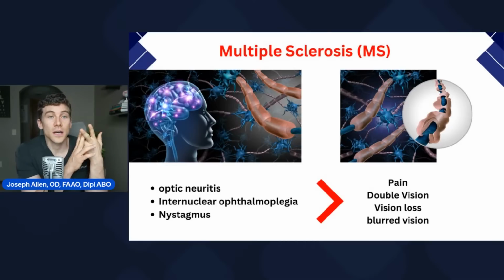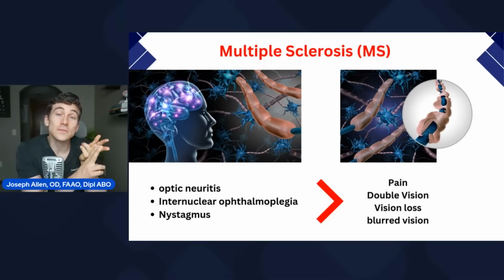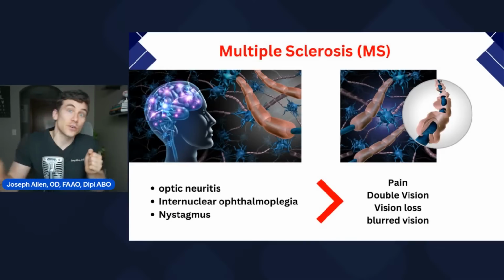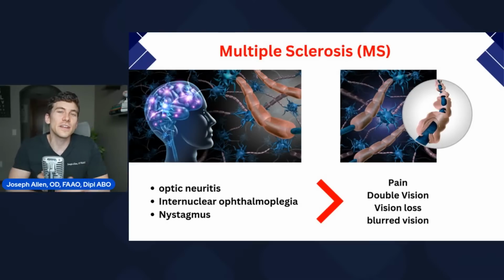The other big ones are double vision, as well as pain with eye movement. The reason you have pain with your eye movement with optic neuritis is that when you shift your eyes side to side, your optic nerve gets pulled back and forth by your eye muscles a little bit, and you can feel that.